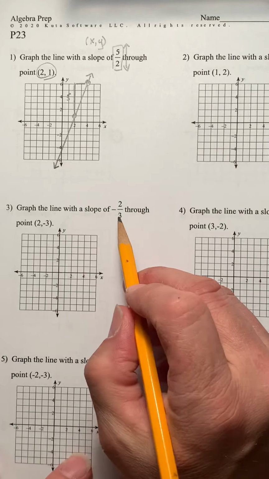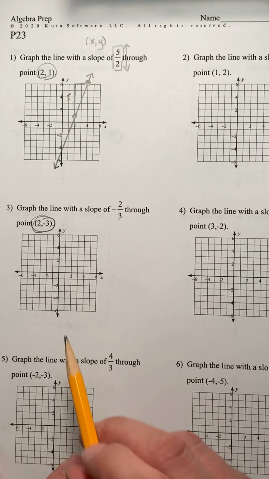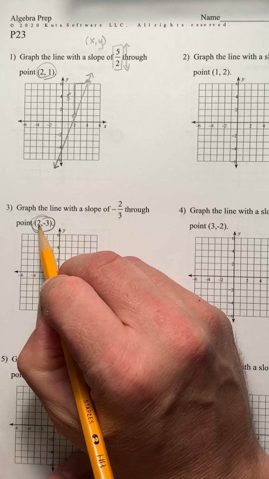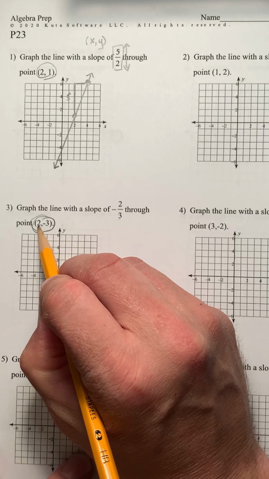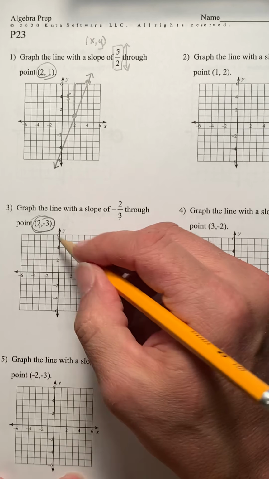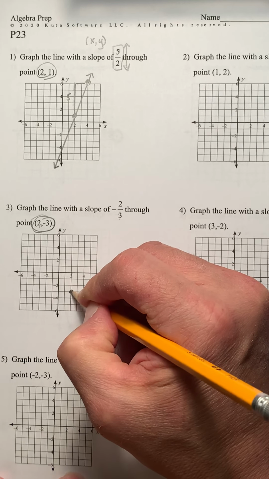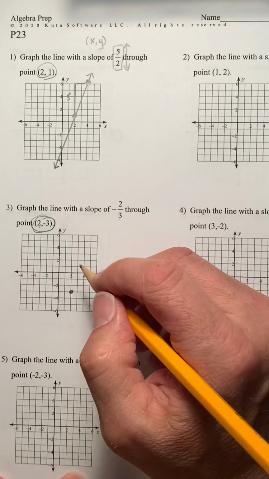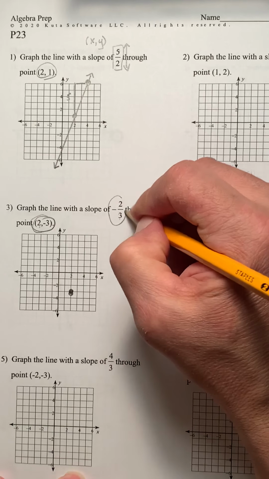So once again, when they give us a slope and a point, we're going to locate the point first. My numbers are side by side. I'm going to go to the right or left first. In this case, positive 2 is to the right 2. And then the second number is my up and down number, which in this case is going to be down 3. So if the numbers are sideways, I go sideways first. There's my starting point.